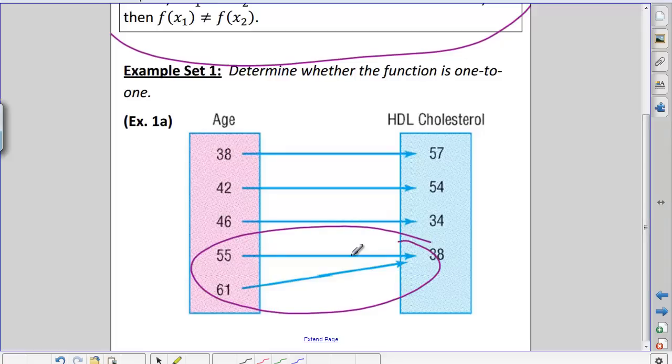Right? This right here means that's not a one-to-one function. We have two inputs going to a single output. It is a function, okay? You'll notice if you just look at this left side, there's one arrow coming off of each input, but it's not one-to-one.